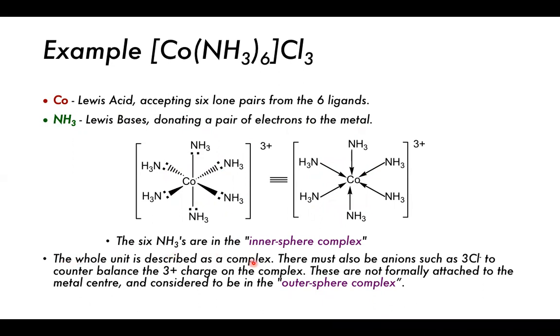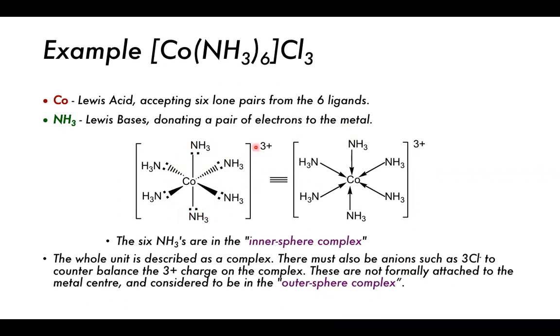The whole unit is described as a complex. There must be anions such as 3 chlorides to counterbalance the 3+ charge in the complex. These are not formally attached to the metal center and are considered to be outer sphere complex ions. So this is cobalt 3+, indicated by the 3+ outside of the brackets. The brackets indicate that this is one total ion, so this must be considered as one whole species. We cannot just consider the cobalt, we must also consider the ammonias. And so this is an inner sphere complex.